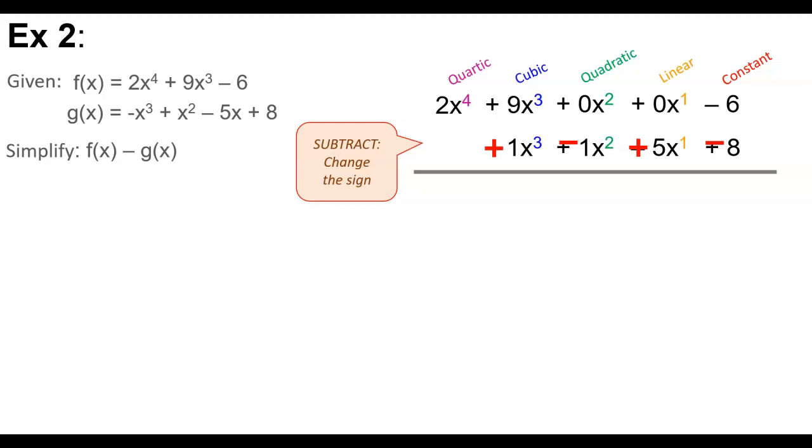Now you can do that combining thing we did last time. Let's combine. Ready? So, check it out. 2x to the 4th, bring it down. Now I'm going to do 9 plus 1. What do I get for my x cubed?